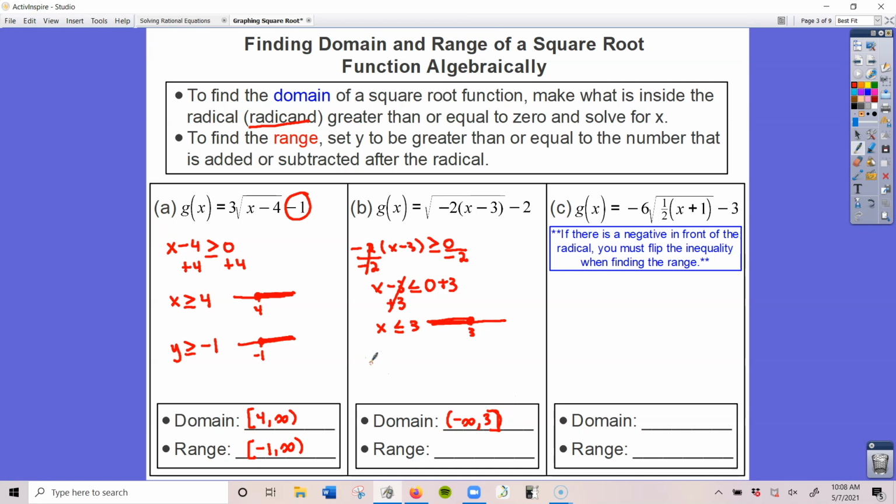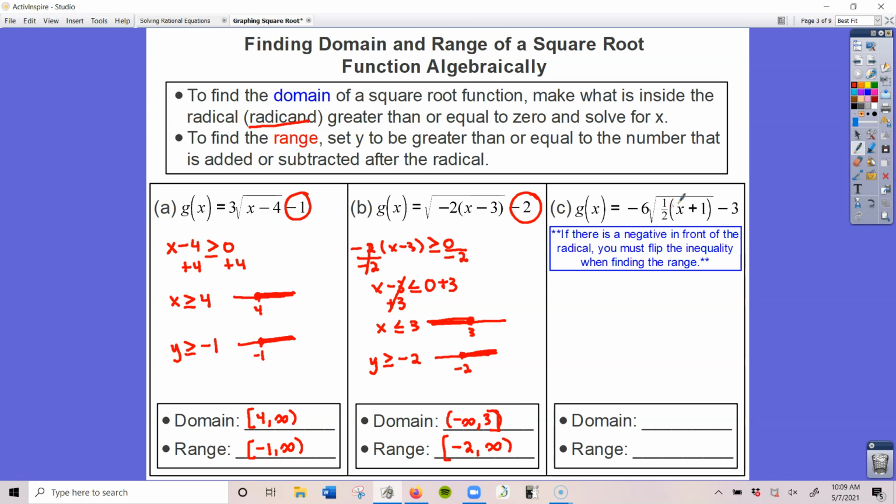Now the range. The range will always be y is greater than or equal to whatever number is added or subtracted at the end, since this means that the graph was shifted down 2. So y would be greater than or equal to -2. So -2 is included, and it's everything to the right of -2. So bracket -2 to infinity.